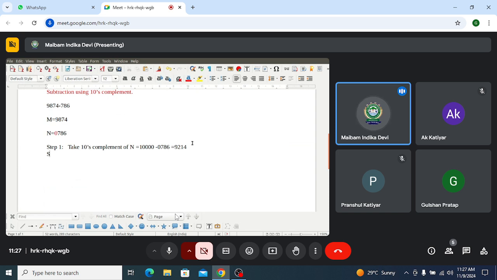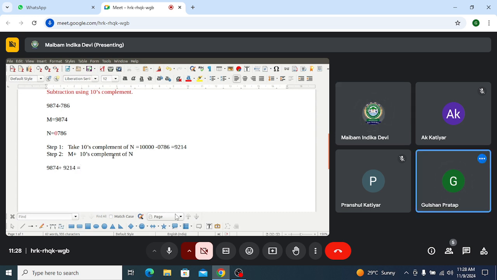Now, what is step 2? Add m plus the 10's complement of n. So m is 9874 plus 9214. What is the result you get? 19088. Okay, so this is the result for step 3. This is the result you get.